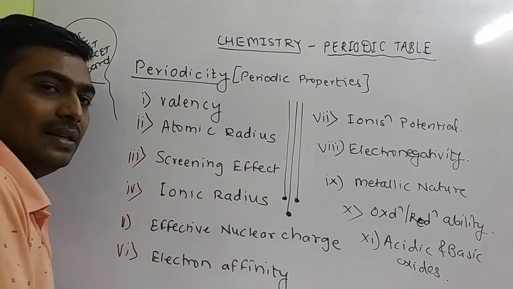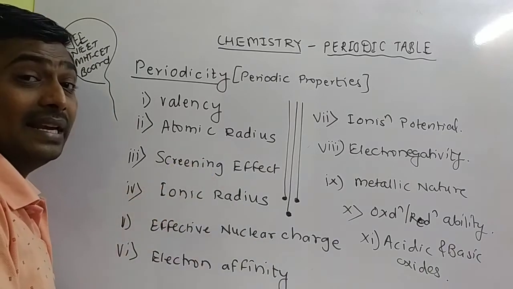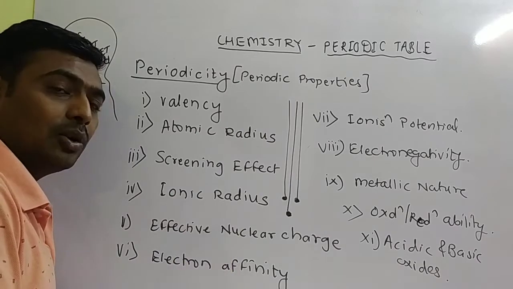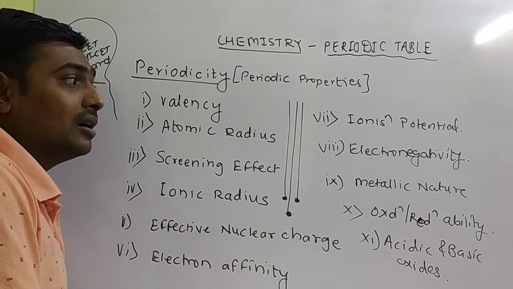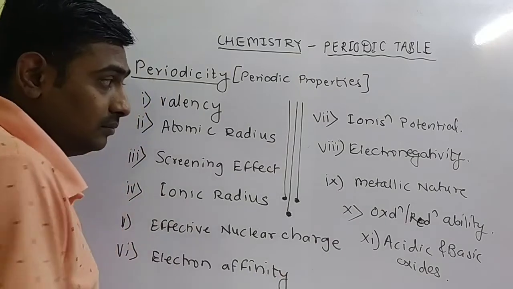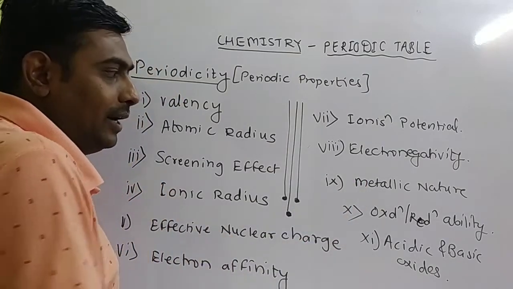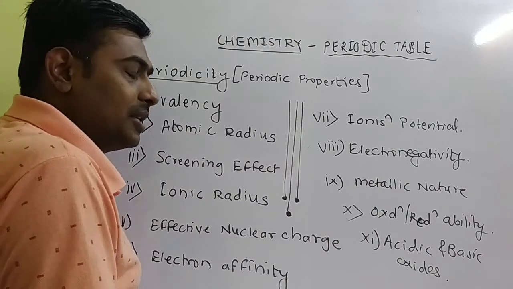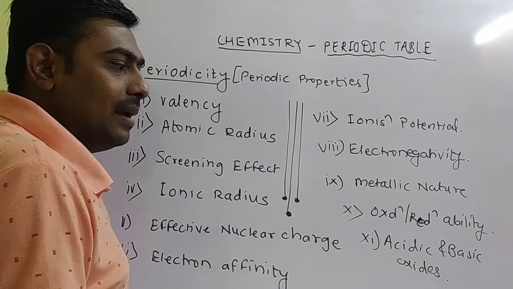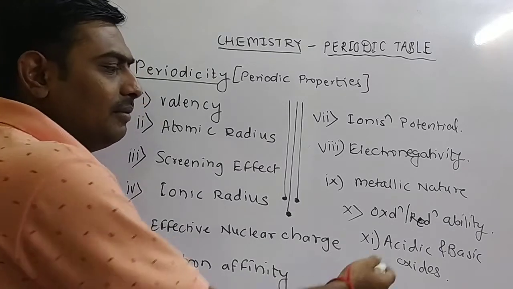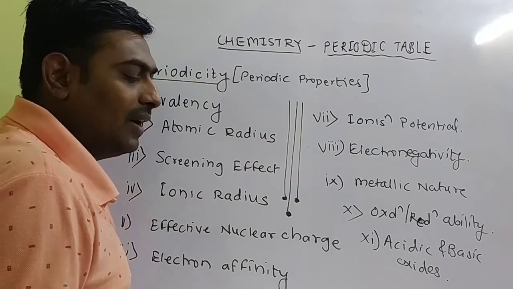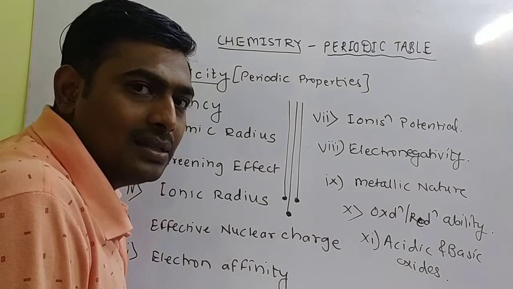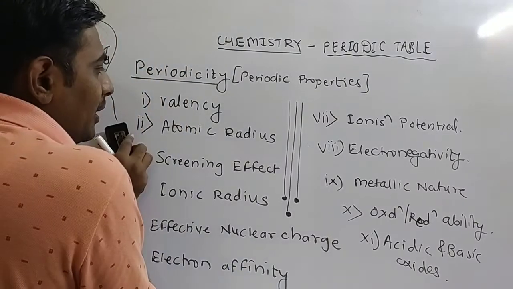First is valency, second atomic radius, third screening effect, fourth ionic radius, fifth effective nuclear charge, sixth electron affinity, seventh ionization potential, eighth electronegativity, ninth metallic nature, tenth oxidation and reduction ability of elements in the periodic table, and eleventh acidic, basic and amphoteric nature of an oxide. Generally we consider the acid-base nature of an element. So we will discuss one by one the properties exhibited by the elements in the periodic table.